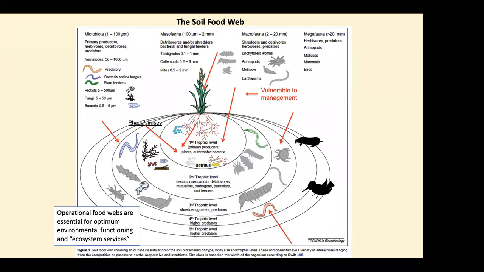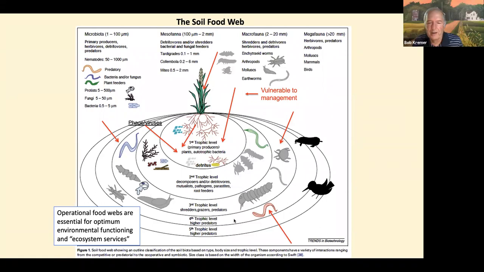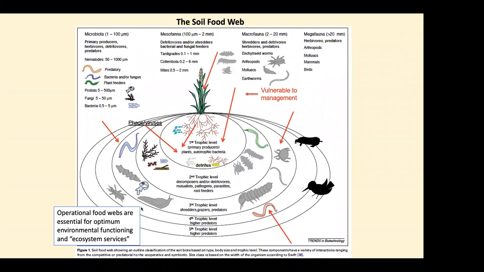Thank you, Bob. And I see that this soil food web is from Trends in Biotechnology. Right. And I'll get a more complete reference for you tomorrow. I'm sure I've got that in my files somewhere. Thank you. And in the chat, folks have said that the Asian jumping worm, I knew about the invasive earthworms. I didn't realize they were referred to as jumping worms. So that is good to know.